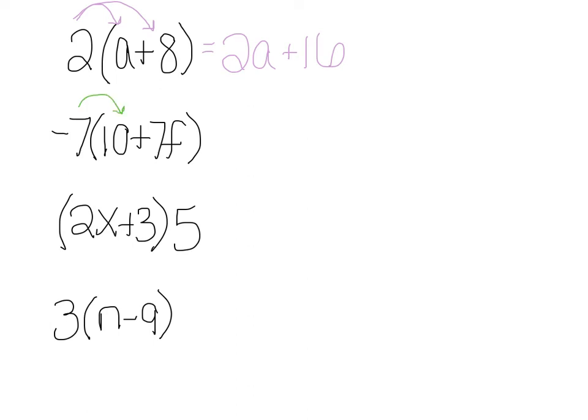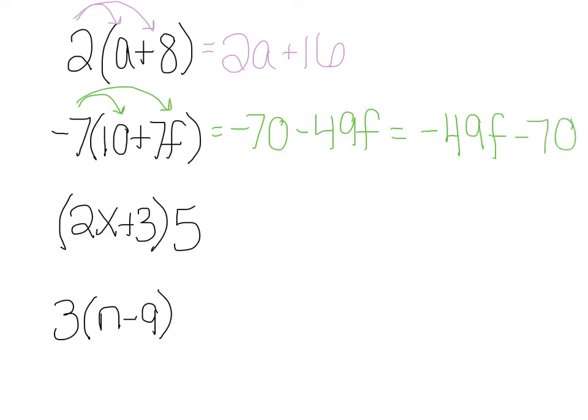For the next one, we have negative 7 times 10 and negative 7 times 7f. Well, negative 7 times 10 is negative 70, and negative 7 times 7f, well, that's negative 7 times 7, which is negative 49, and we keep the f. So we have negative 70 minus 49f. A better way to write this would be to put the term that has the variable in front. So negative 49f minus 70. This is standard form. We will be using it a lot in algebra.